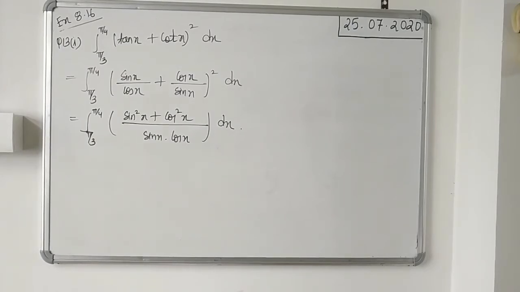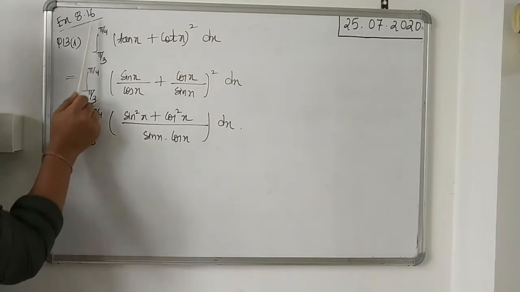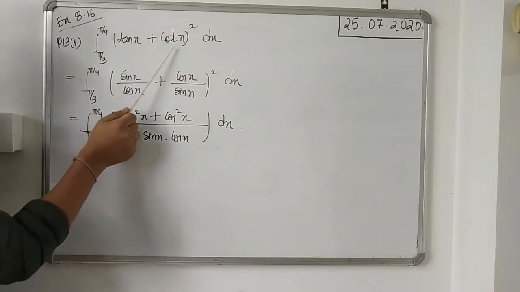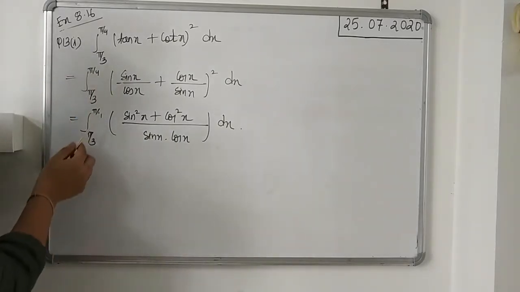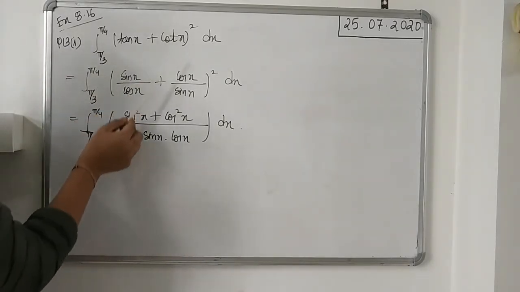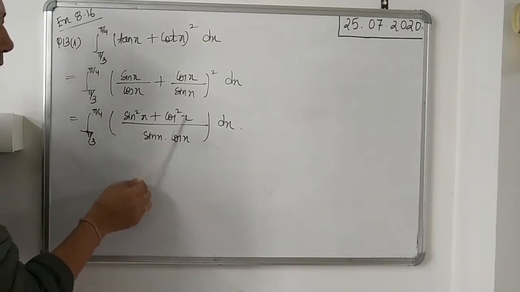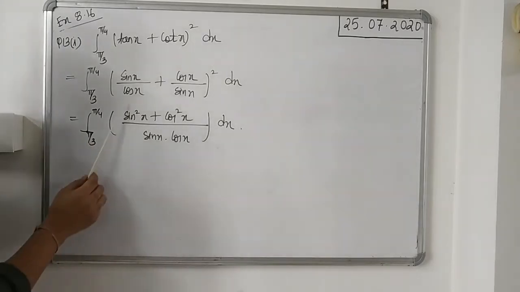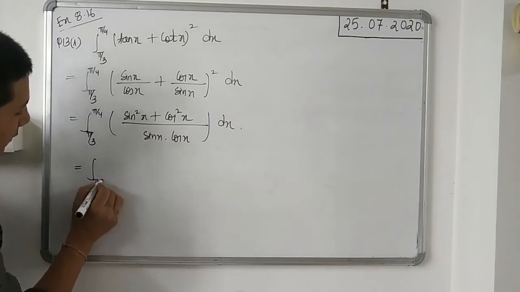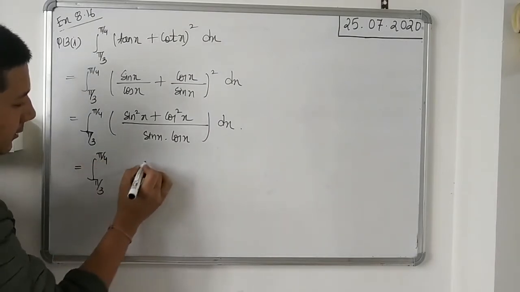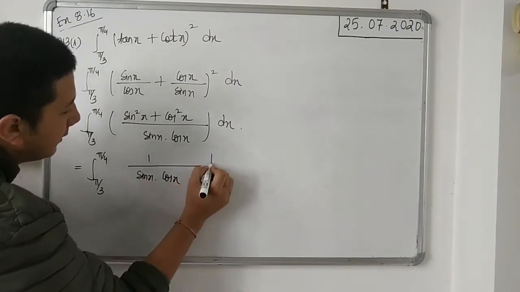Let's move to question number 13 part 1. The question is the integral from pi by 3 to pi by 4 of tan x plus cot x, whole square. This is simple. Tan as sine by cos, cot as cos by sine. Take the LCM, you will be getting sine square x plus cos square x. We know sine square x plus cos square x is 1. So therefore pi by 3 to pi by 4, this is 1 divided by sine x into cos x dx.